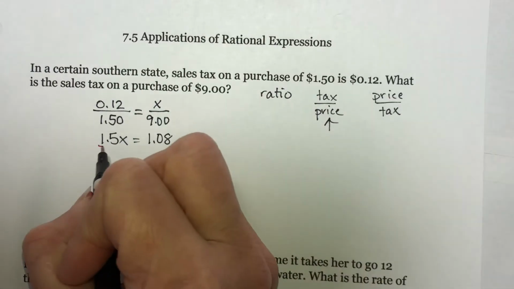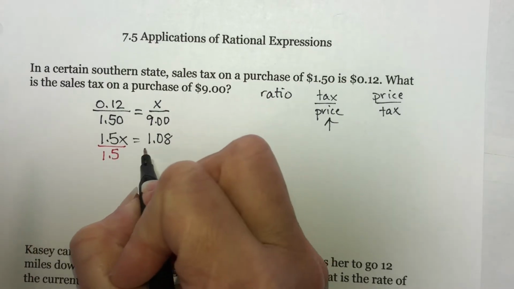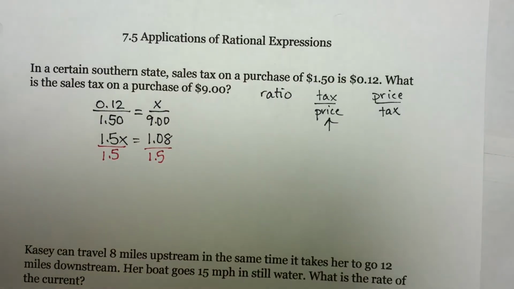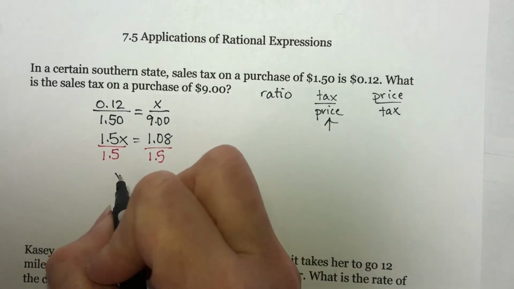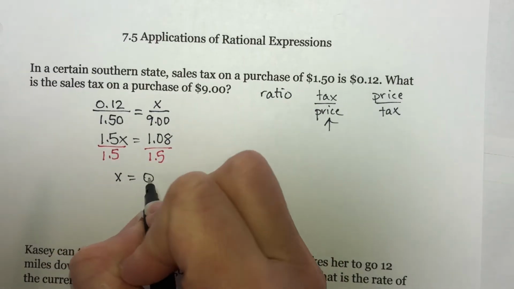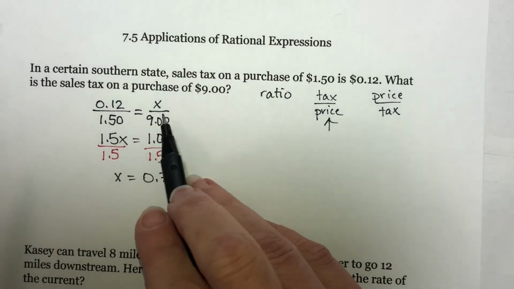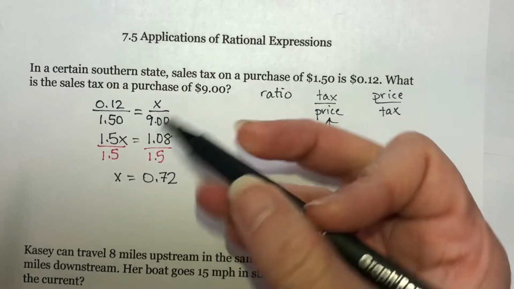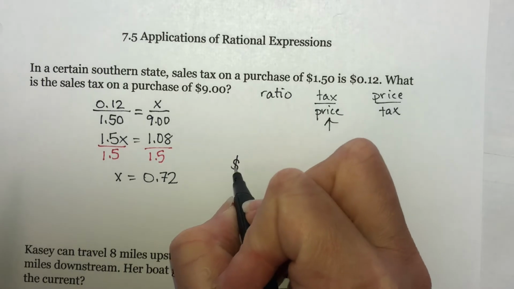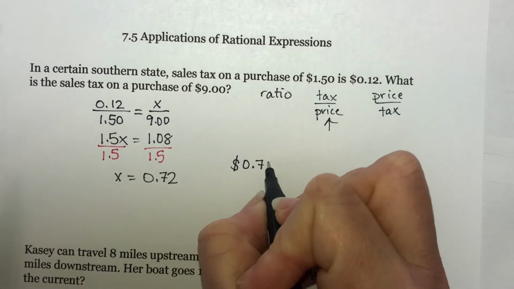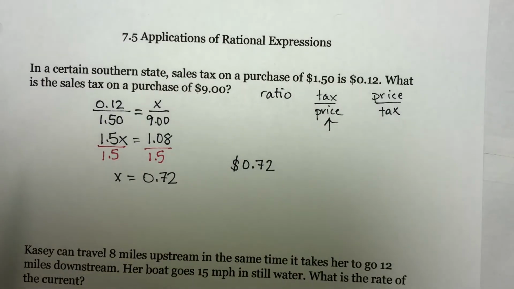Divide both sides by 1.5. Okay, and then you get x is equal to 0.72. We were looking for the amount of tax on the $9 purchase, and that's what we found. The tax on that $9 purchase would be 72 cents. That's what we're looking for there. Okay. Next problem.